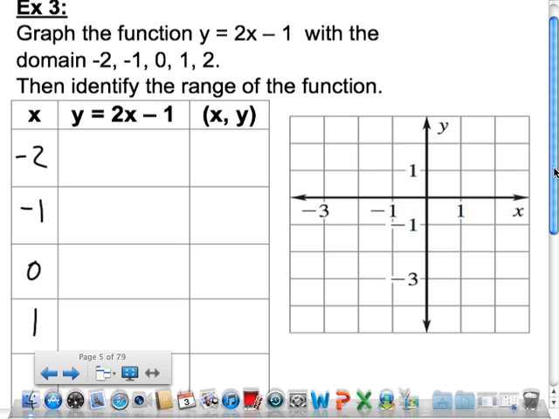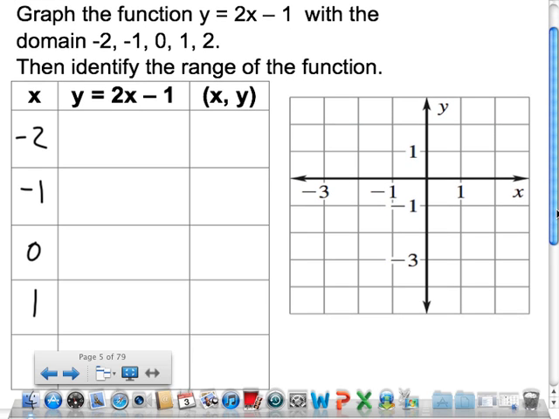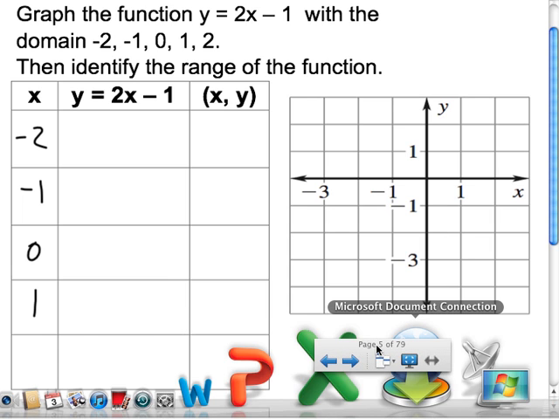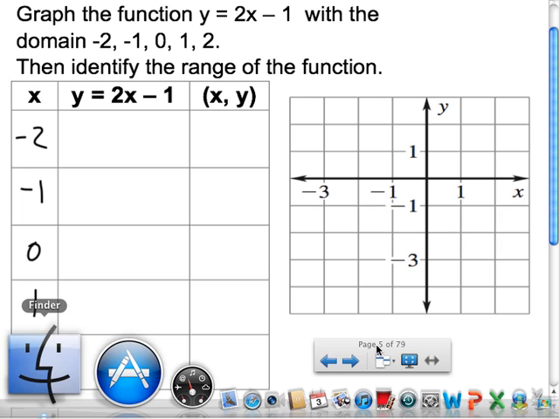I'm going to go ahead and scroll down just a little bit here and put this guy over here. And 2. That's not what I wanted.